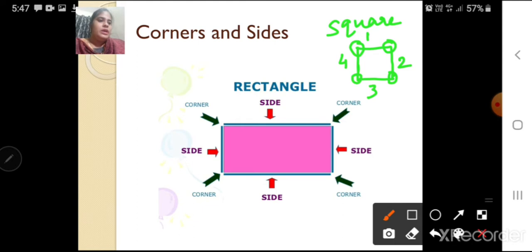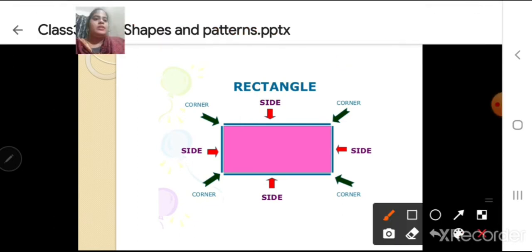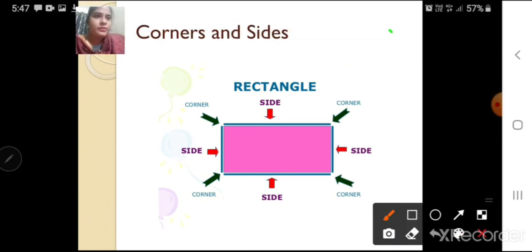But children, if I tell you that this is a circle, now a circle is a very different shape, correct? It is a circle, so it doesn't have any lines which are meeting at a particular point. So that means there are no corners nor sides.